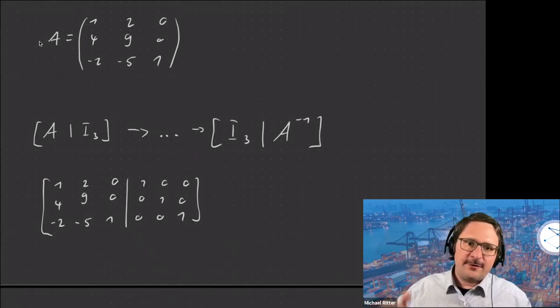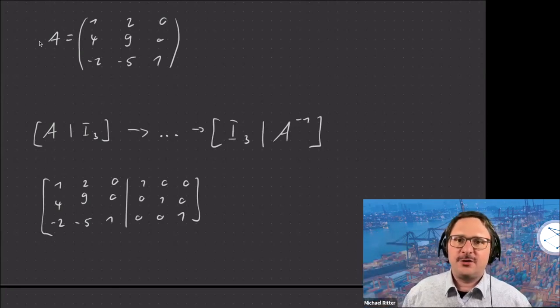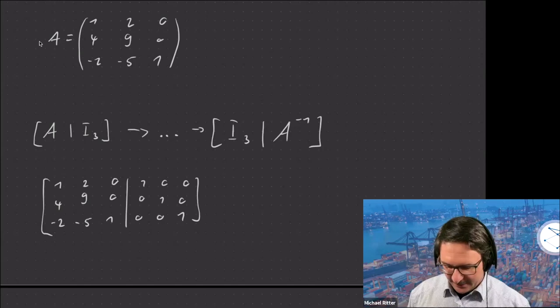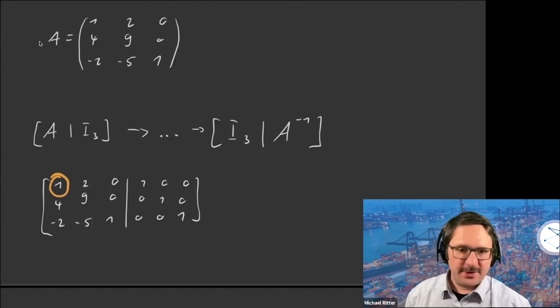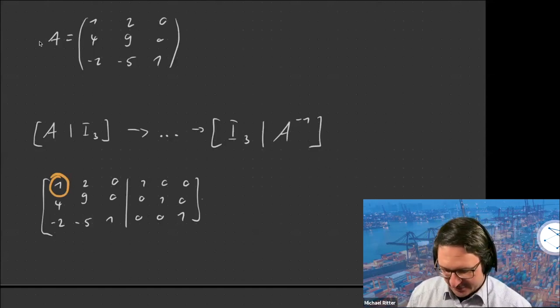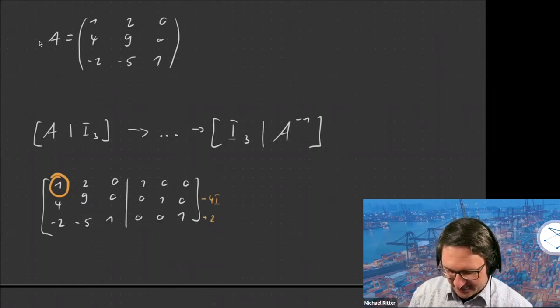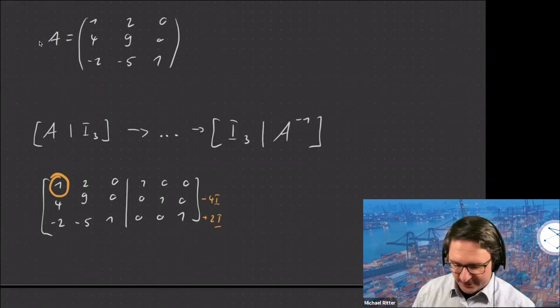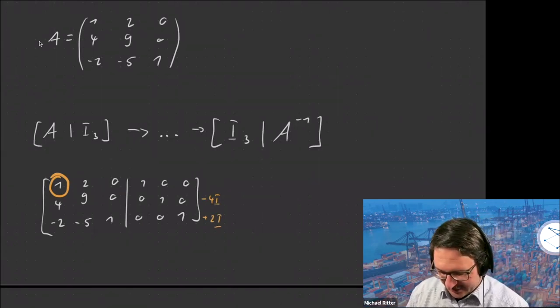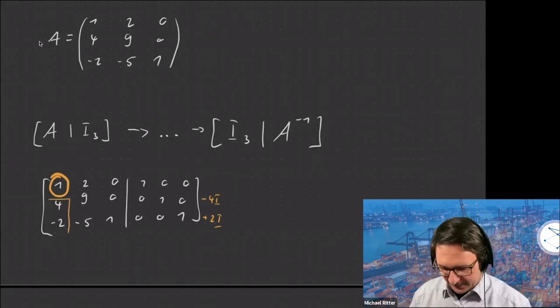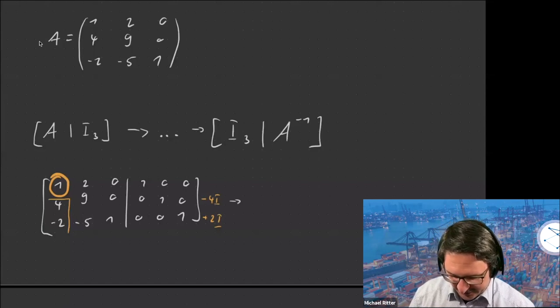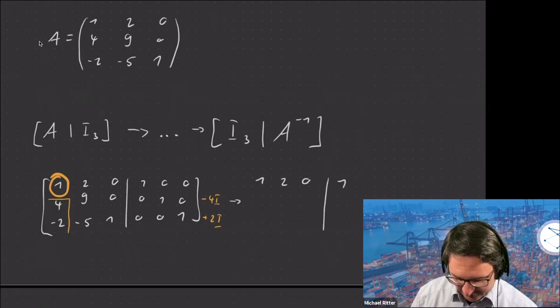So first we do the usual Gaussian elimination to obtain echelon form. In this example, we'd use this here as our first pivot element. And then we'd subtract 4 times the first row from the second, and we would add 2 times the first row to the third, to obtain zeros here below that pivot element. And if we do that, let's see, what do we get? We copy the first row, also the right-hand sides, of course.